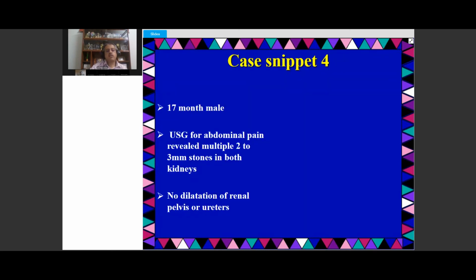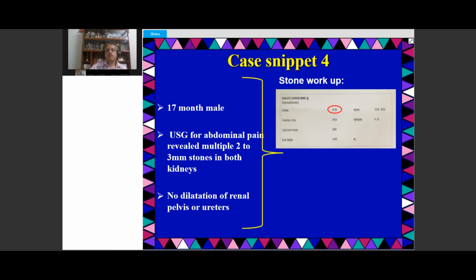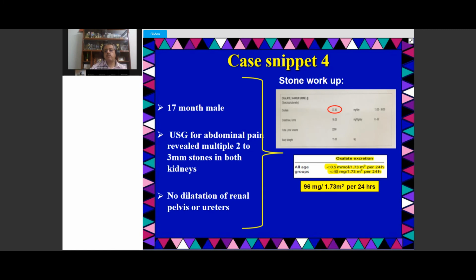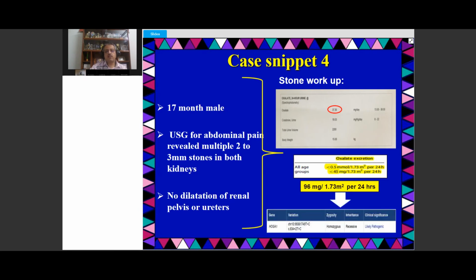This was a 17-month-old boy with bilateral multiple stones, but no dilatation of the renal pelvis or ureter, and the oxalate was normal. Here comes the other main teaching: always look at the value as per the age. When we looked at the age, it was very high, and we then did a genetic analysis, and it was positive for HOGA1. So this child had primary hyperoxaluria type 3.